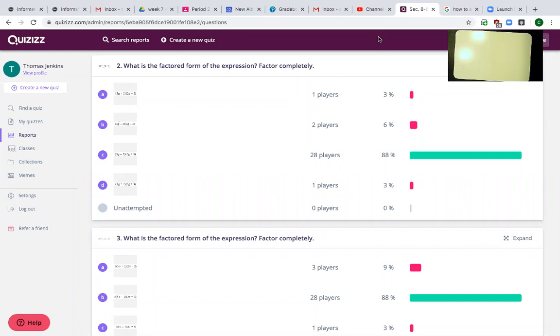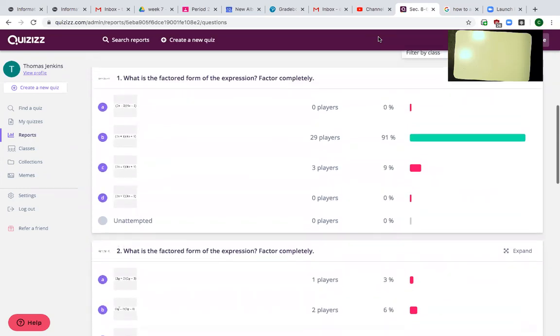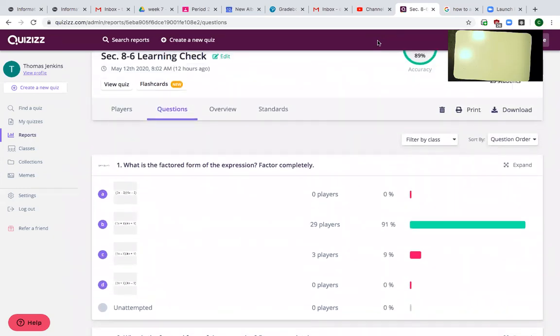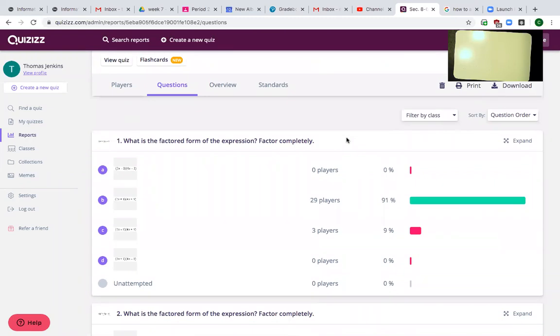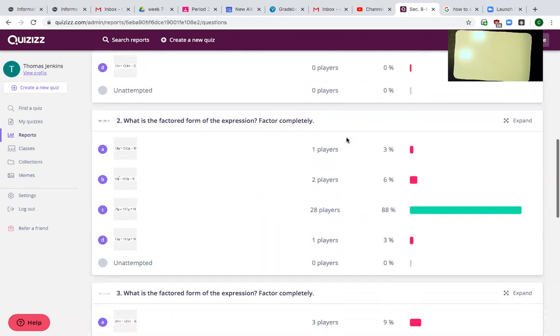Just wanted to give you some feedback on the 8-6 learning check. Those who participated did very well on it. There really were no frequently missed questions, so I'll go with the most frequently missed. All five questions were in the 80s and 90% as far as accuracy goes, so I'll just focus on the ones in the 80s.